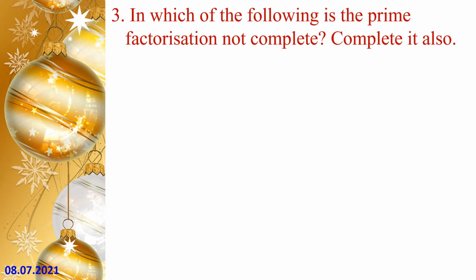Now the third problem. In which of the following is the prime factorization not complete? Complete it also. The fourth one: 70 equals 2 into 5 into 7.